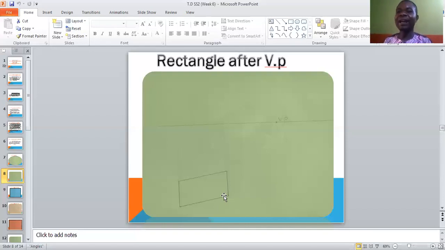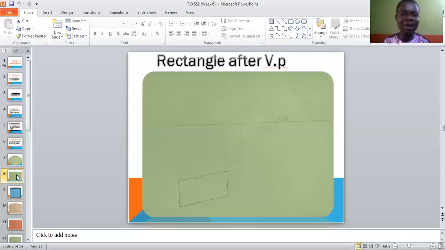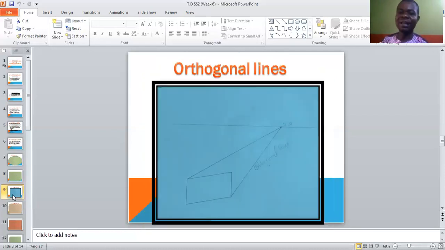Don't forget. Remember, when we're dealing with orthographic projection, we're always drawing a horizontal line. Make it thick. That is the horizon line now. So this is a rectangle that has been taken. The next thing that should be done now is, after the rectangle, then you project lines. These are lines projected from the top here. A line is projected to meet the horizon line.